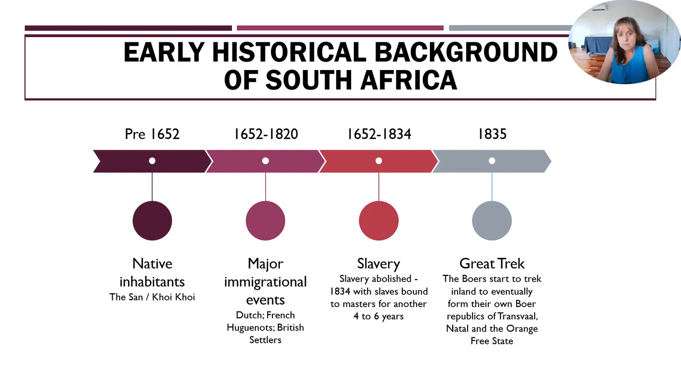Slavery existed from 1653 and slaves came from Portuguese Mozambique, French Madagascar and Dutch India. It was eventually abolished in 1834, but slaves were still bound to their masters for another 4 to 6 years. The Great Trek started in 1835. Settlers from mostly Dutch and French descent, called Boers or Voortrekkers, trekked inland to eventually form their own Boer republics of Transvaal, Natal and the Orange Free State.